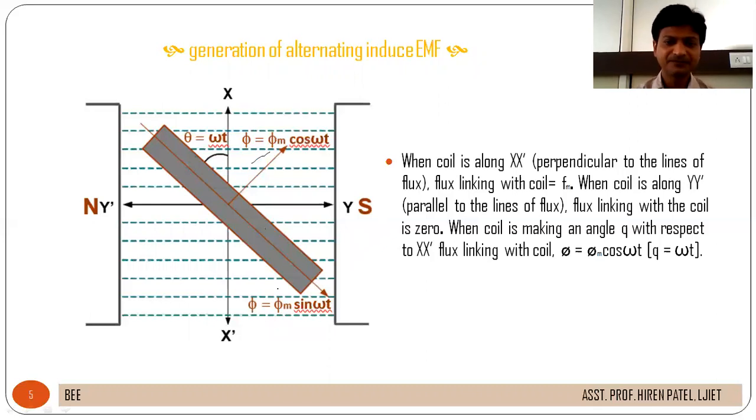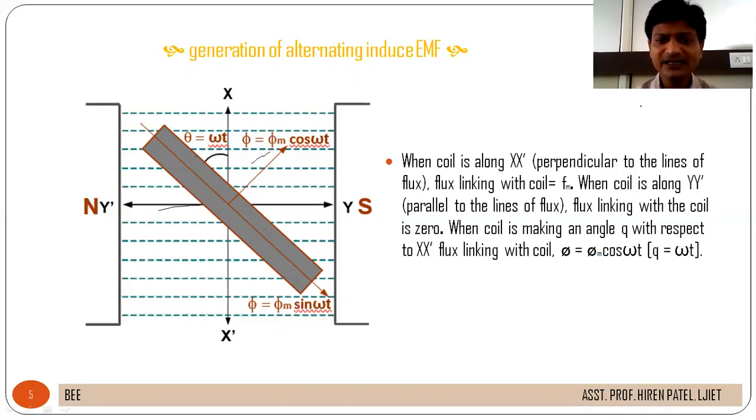Now what will happen? We know that according to the electromagnetic induction principle, when flux changes, EMF is produced in the coil. So when there is a rate of change of flux, there will be an induced EMF. Here consider the coil. We have two cases: when the coil is on this axis, the XX dash axis, and when the coil is on the YY dash axis.